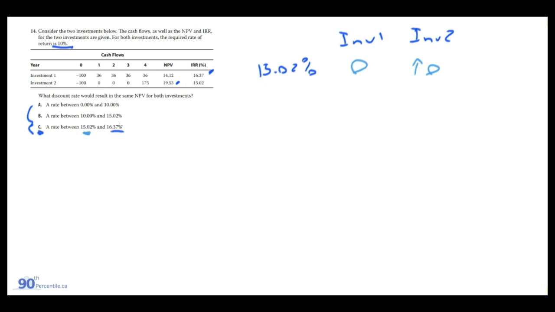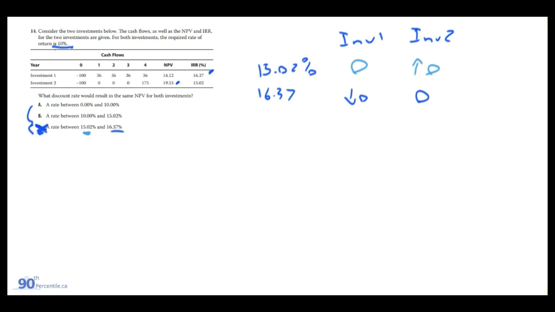So if we move up this list to 16.37, and we use the discount rate of 16.37, the NPV of investment one is going to be less than 0 because we're using a higher discount rate now. And then for investment two, it's going to be 0. So they're not equal in this range, right? So scrap that. Then we're left with a rate between 0 and 10 and 10 to 15.02.